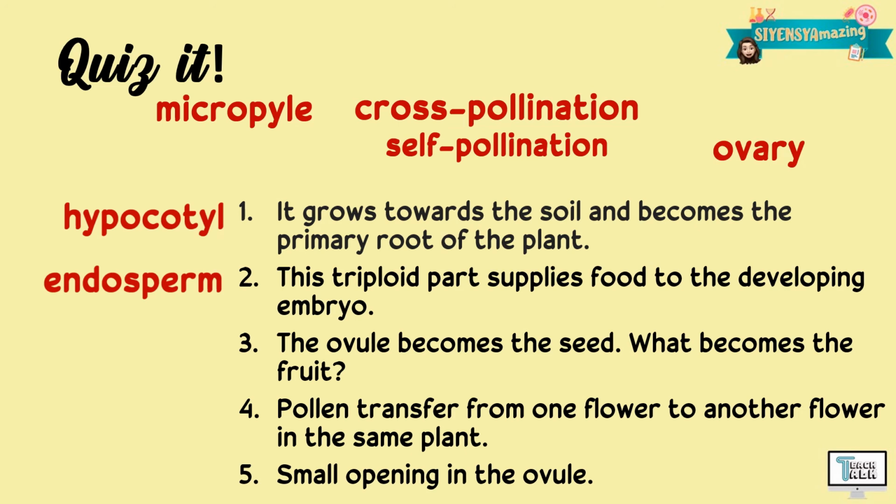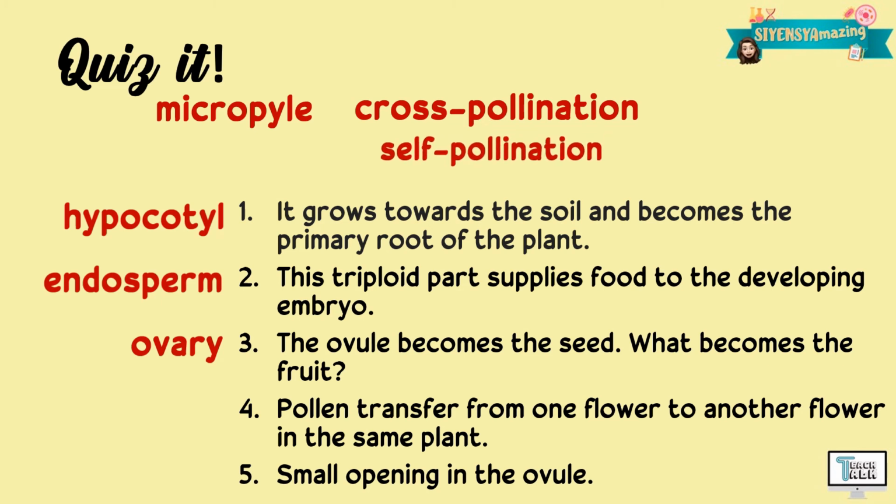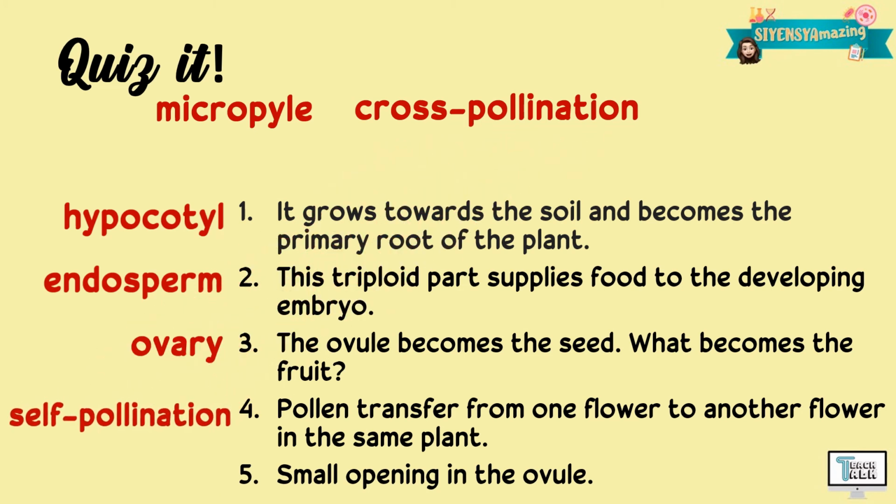Number 3. The ovule becomes the seed. What becomes the fruit? The answer is ovary. Number 4. Pollen transfer from one flower to another flower, but in the same plant, is called self-pollination. Magiging cross-pollination lang siya kapag another flower in another plant. Number 5. It is the small opening in the ovule. It is the micropyle which is penetrated by the pollen tube.